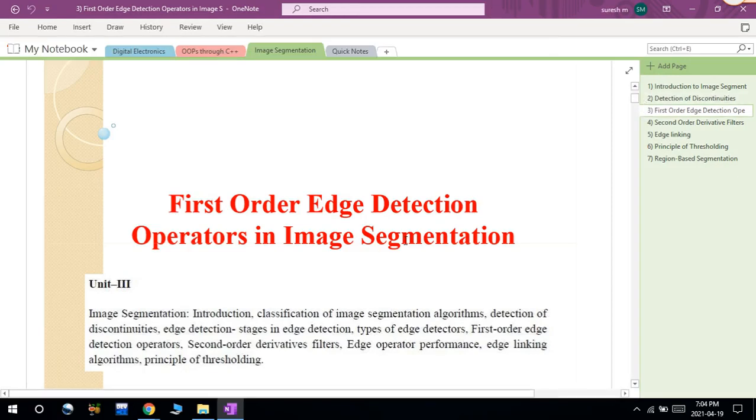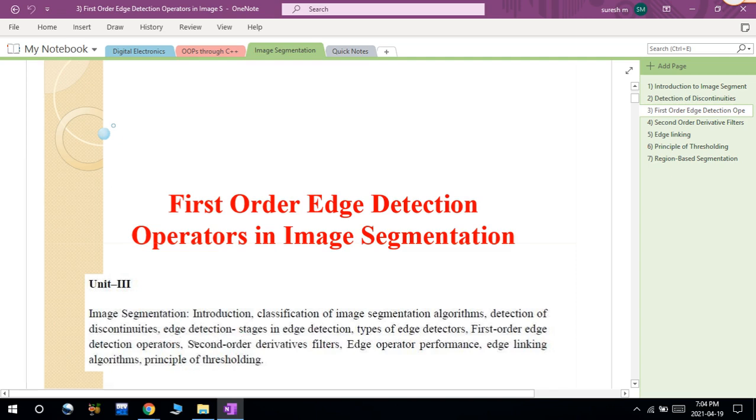In the previous class, we have seen all these topics: what is image segmentation, introduction and classification of image segmentation algorithms, and detection of discontinuities. And we have seen three types of discontinuities, that is isolated point discontinuity, line discontinuities and edge discontinuities.